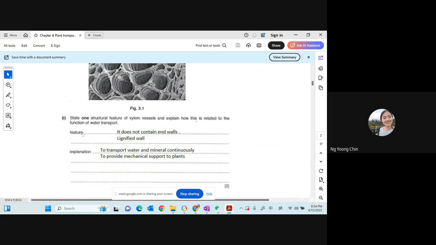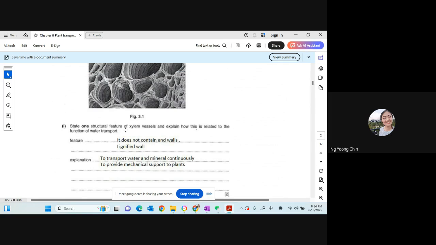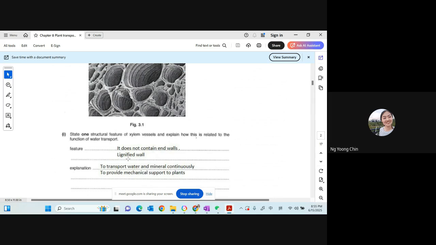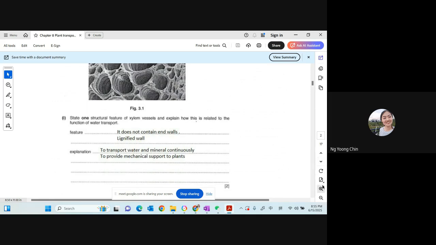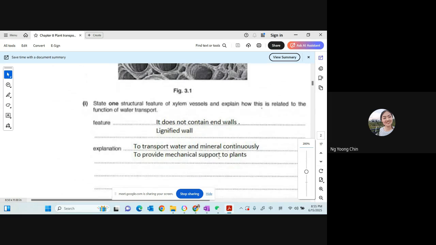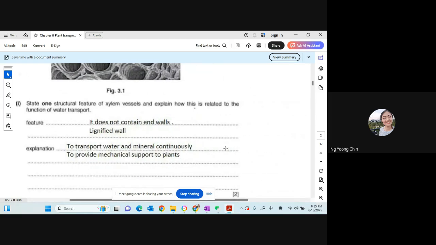So you should relate the adaptation towards their function. The feature is the same as the adaptation, which is the xylem structure. What you can see in the xylem is they don't contain any end wall, or we call it cross wall. And also they have a lignified wall. Lignified wall means the wall is deposited with lignin, and the wall is very thick. This helps the xylem transport water and mineral ions in a continuous way without any resistance, right? So the water will move very smoothly within their lumen, and they also provide mechanical support to the plants. This is the second function.